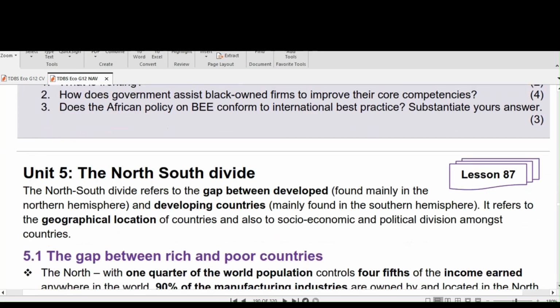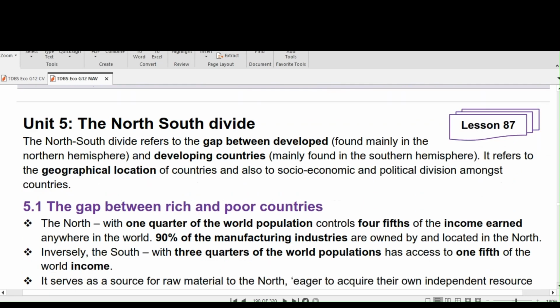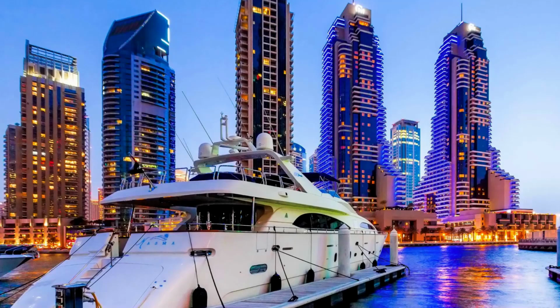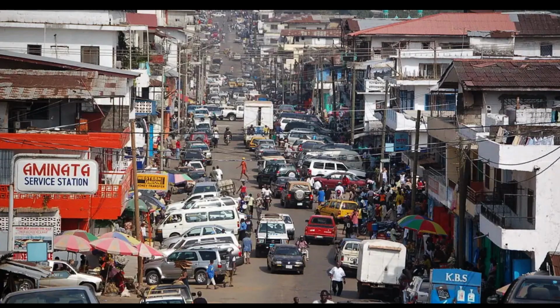We have finally gotten to Unit 5, which is the last unit under Economic Growth and Development. The topic for today is the North-South Divide. The North-South Divide refers to the gap between developed countries and developing countries. Developed countries are mainly found in the Northern Hemisphere while developing countries are mainly found in the Southern Hemisphere.